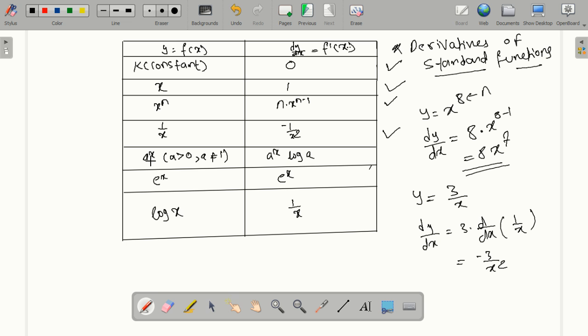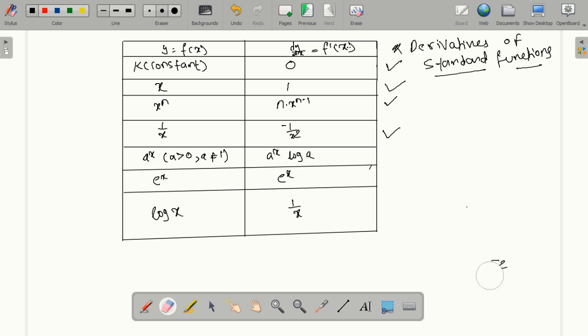Similarly, the derivative of a raised to x, notice that a is greater than 0. Also, a should not be equal to 1. Then the derivative of such a form is given as a raised to x into log a, right? So let me go through an example here. For example, let's say that y is equal to 2 raised to x. Here, remember that a is a constant, and a is greater than 0 and a is not equal to 1.